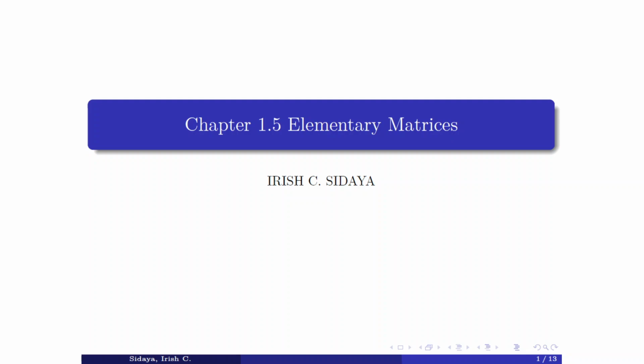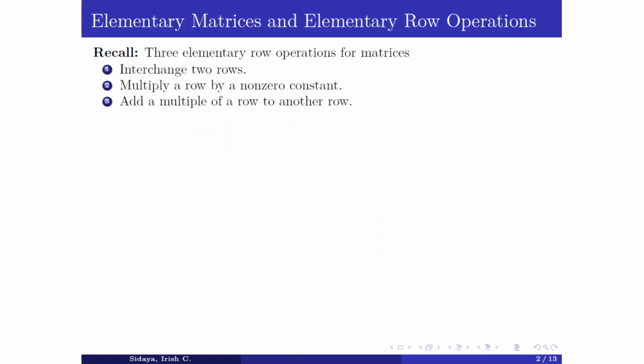We will discuss now the last lesson for chapter 1, which is the elementary matrices. Let us recall first the three elementary row operations for matrices. First, interchange two rows. Second, multiply a row by a non-zero constant. And the last one, add a multiple of a row to another row. Note that applying any or a combination of these to a matrix will result in an equivalent matrix.